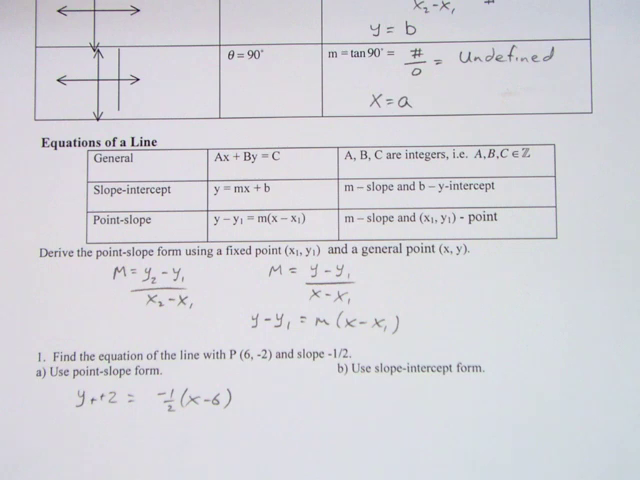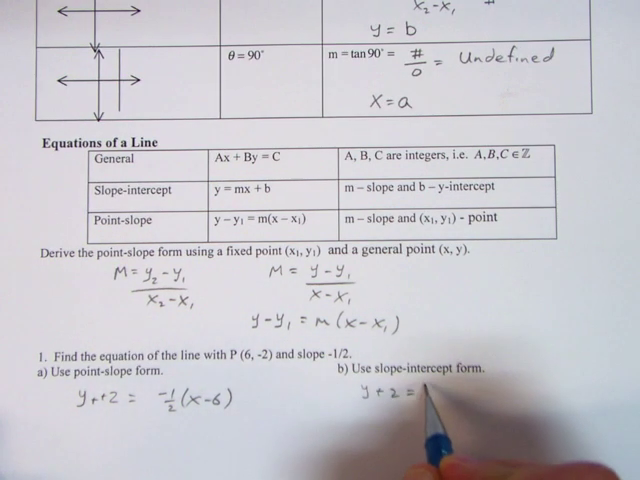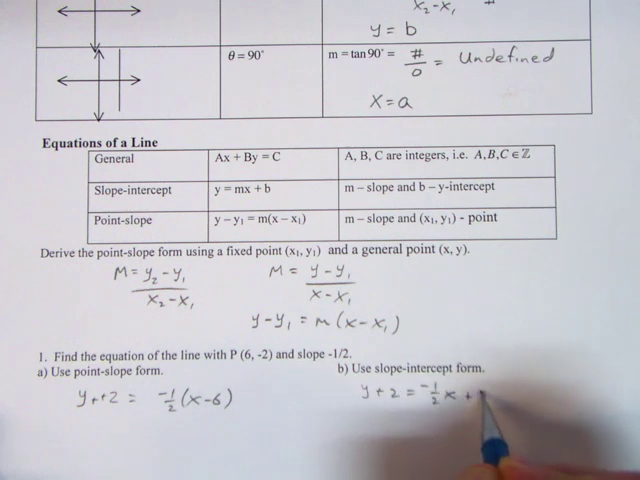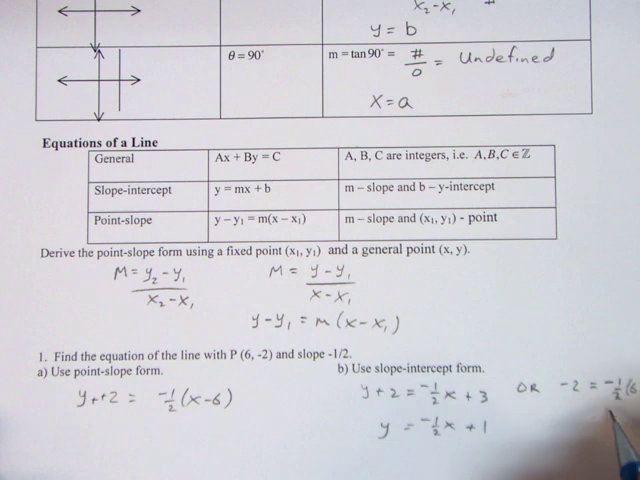Use the slope-intercept form. We could either take this equation and then multiply it out, negative 1/2 x plus 3, so we have negative 1/2 x plus 1. Or you could plug in and say negative 2, the y value, equals negative 1/2 times 6 plus b. So we have negative 2 equals negative 3 plus b. b is 1, and we'll get our same equation, y equals negative 1/2 x plus 1.